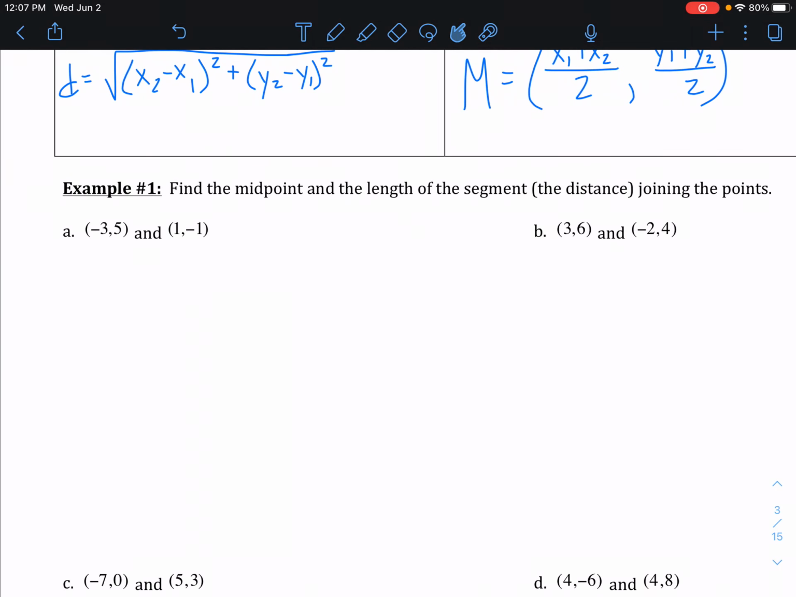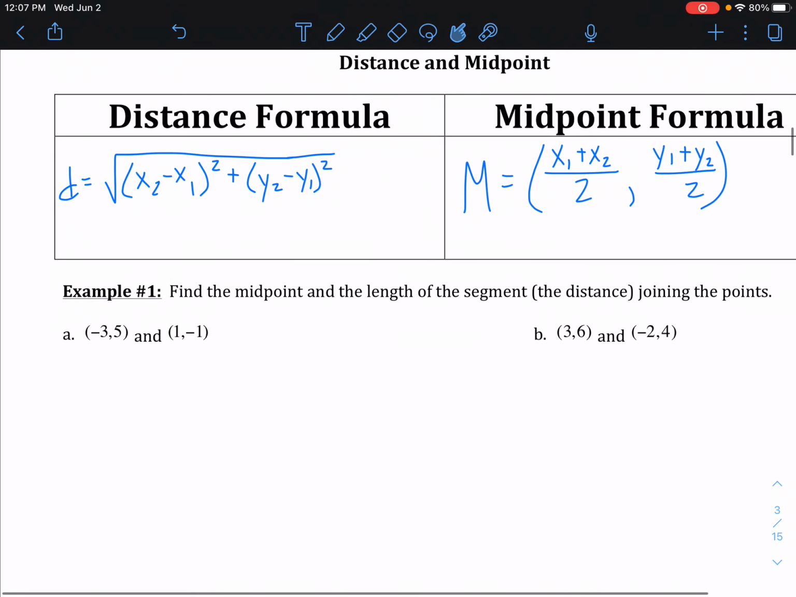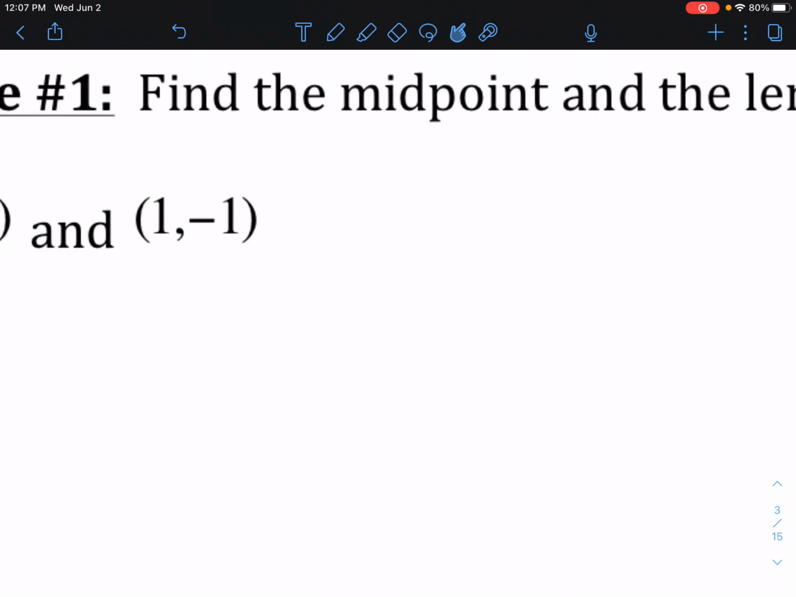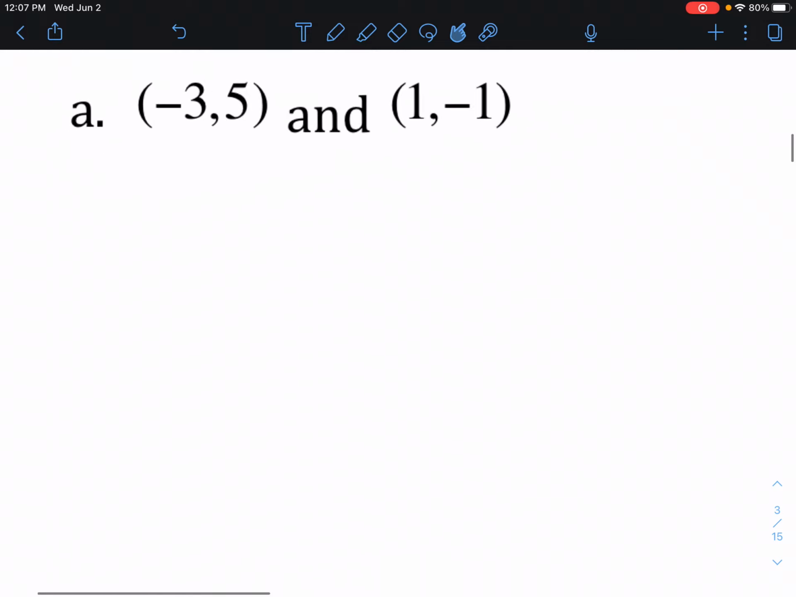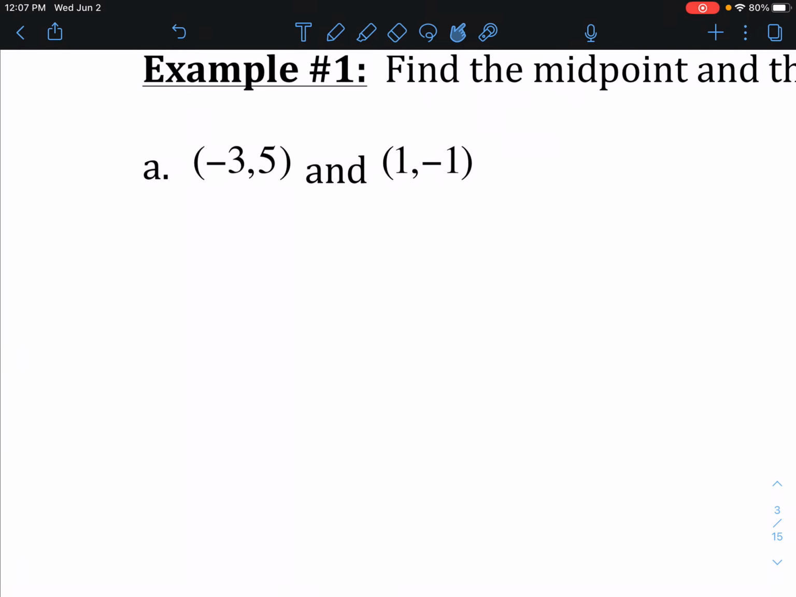So in example 1, we're going to find the midpoint and the length. Remember, when it asks for length, that means distance. So we're going to find the midpoint and the length of the segment, also known as distance, joining the points. So in each problem here, we are going to do 2 things: distance and midpoint. So let's find the distance first.